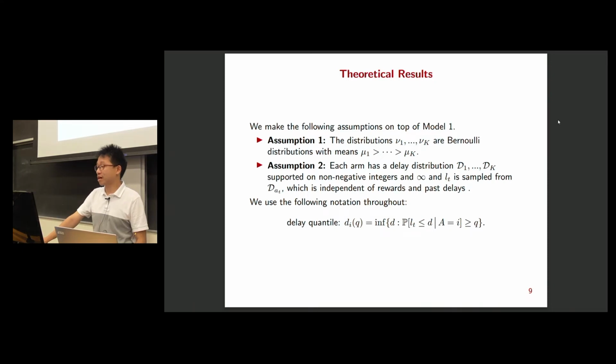We assume each arm has a delay distribution, d1 to dk, supported on non-negative integers and infinity, so the delay could be unbounded. The delay is sampled from the particular distribution of that arm, and, like we said previously, we assume the delay is independent of the rewards and past delays. We use the following notation throughout: d sub i of q is the q-quantile of the delay distribution of arm i.